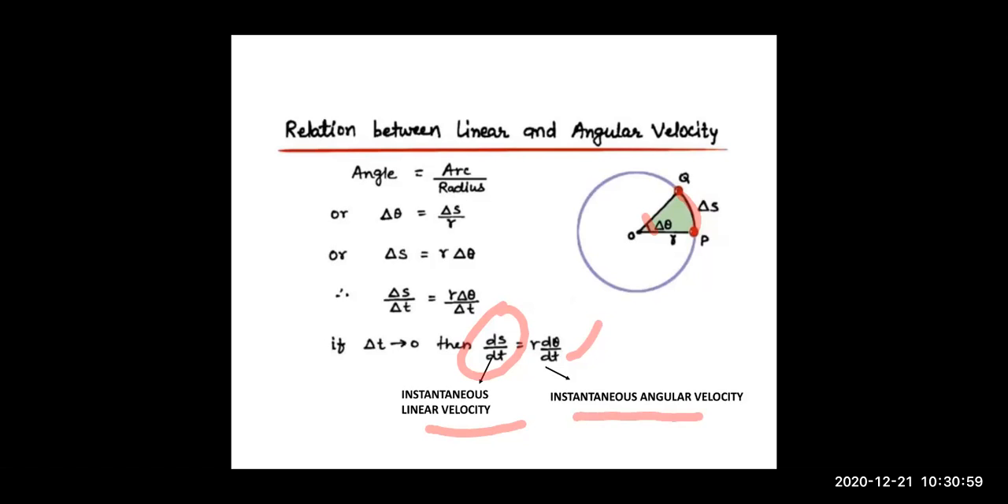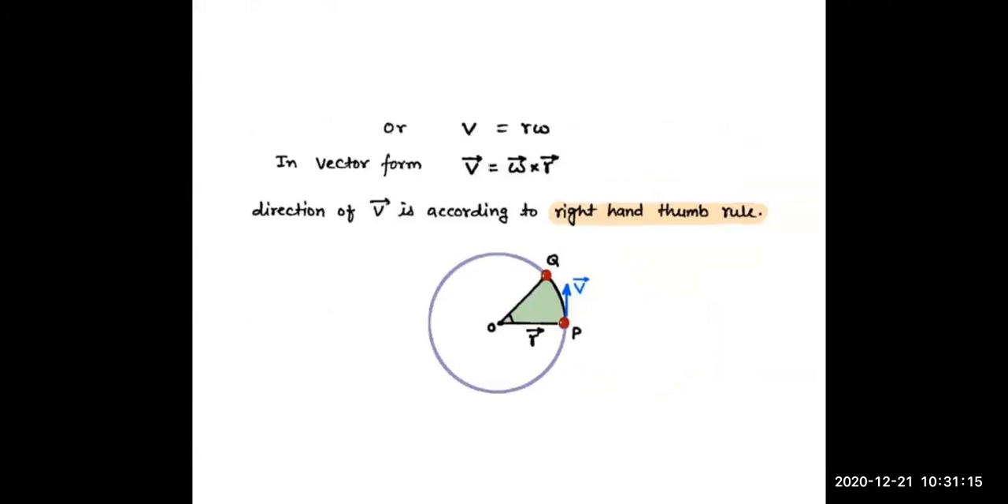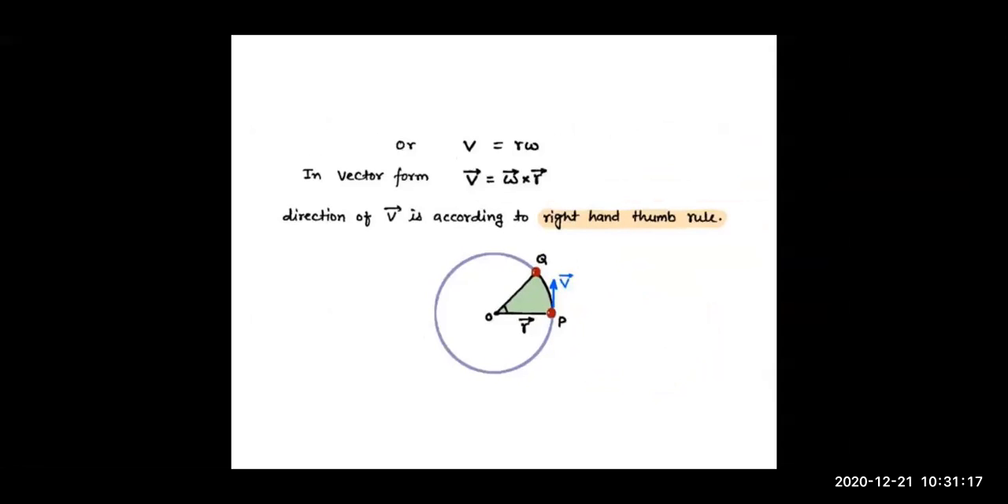So we know that the angular velocity is represented by omega and instantaneous velocity is represented by v. So our equation will become v equals r omega. So this is your equation, that is v equals r omega.